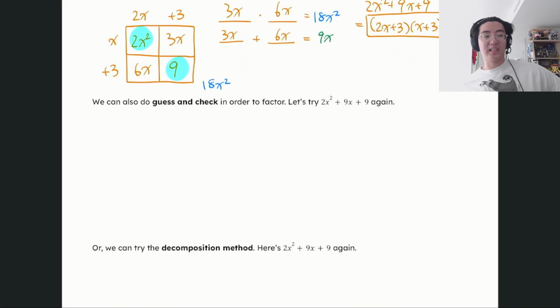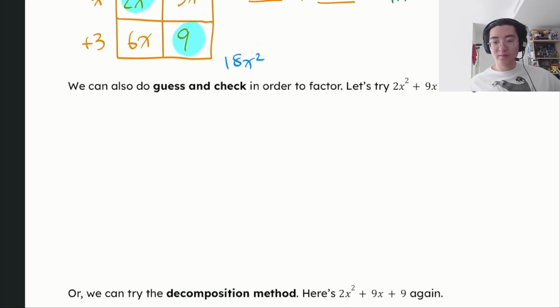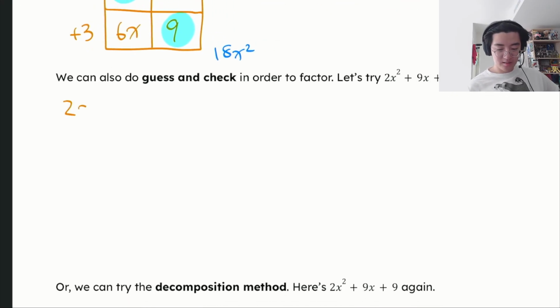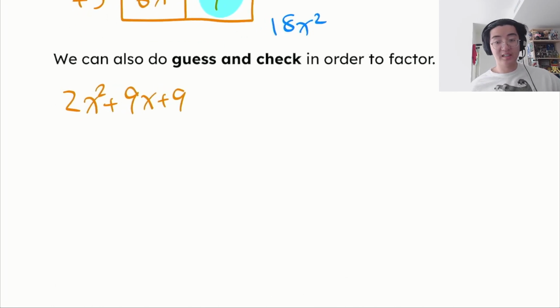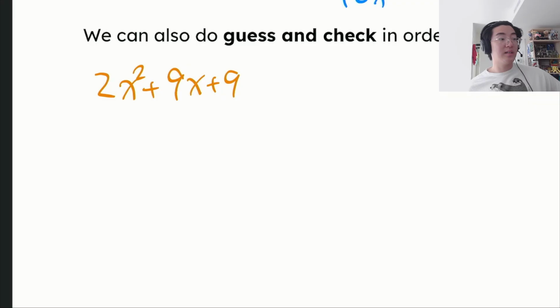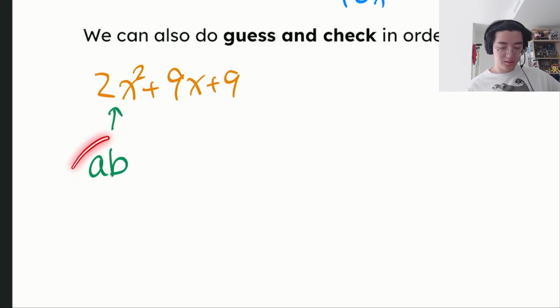Okay, so next is the guess and check. This is my personal favorite one. I use this for pretty much all the factoring things I do, but it is very, very hard to explain. So I'm going to try my best to explain this. What we want to do is, so that's our polynomial in question here. Now we split it up into 3 parts. The first part is our first term here. So this has to be a times b, which is just 2 numbers that multiply to 2x squared.